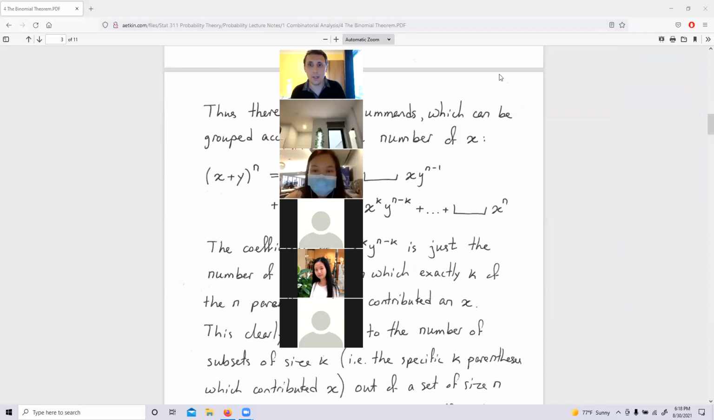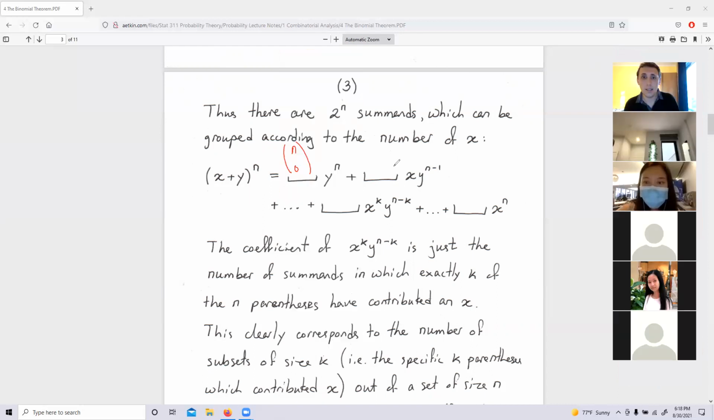This number here, there is one x, right? X to the power of 1. That means that one solitary parenthesis contributed the x. So this means n choose 1. Yes? Now the next term would be, if I write it here, x squared y to the n minus 2. Now two parentheses were chosen to contribute an x, so it's n choose 2. You with me?